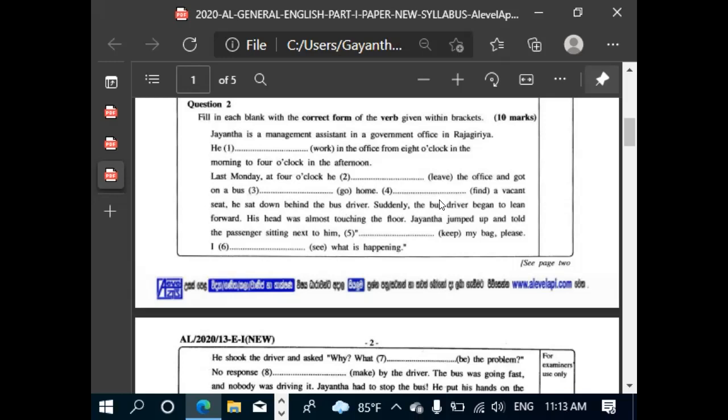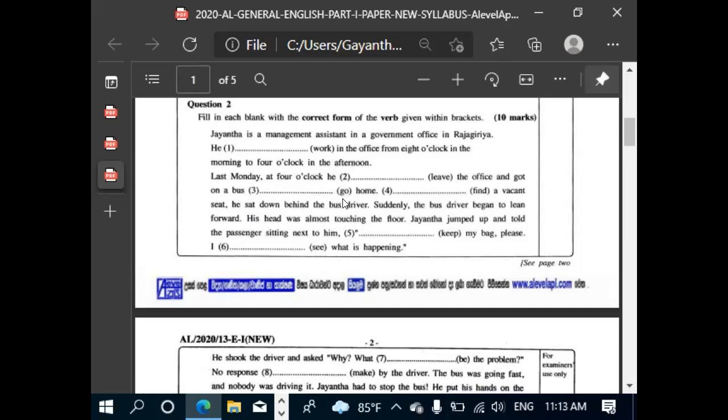Okay, last Monday at 4 o'clock, he blank, leave the office and got on a bus. What is the answer for the second blank? Left. Okay, why do we take left as the answer? Last Monday is past tense. Therefore, we take the past tense verb of leave. It is left: he left the office and got on a bus.